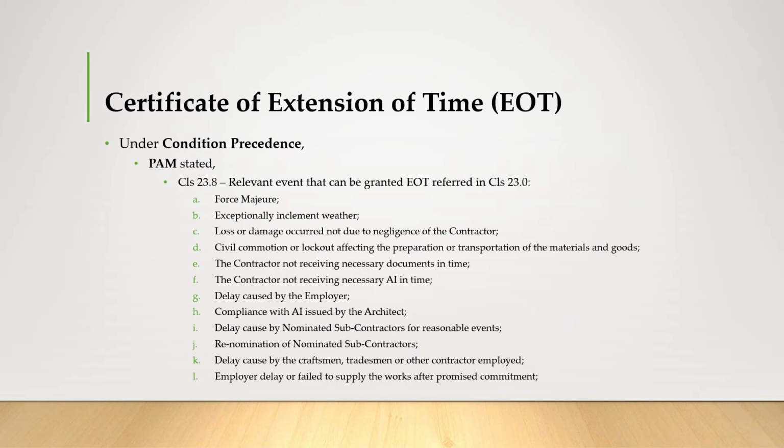Now the condition precedents. In PAM, clause 23.8 states the relevant events that can be granted EOT as referred to in clause 23. The first is force majeure, the second is exceptionally inclement weather, the third is loss or damage occurring not due to negligence of the contractor, and then severe commotion or lockout affecting the preparation or transportation of materials and goods.